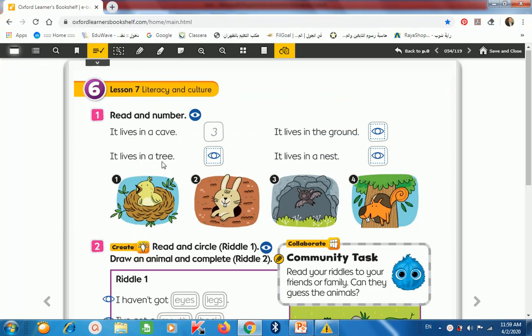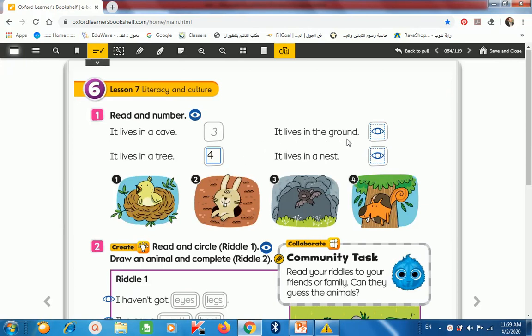It lives in a tree. Where is the tree? Yes, this is the tree where the squirrel lives. Okay, so right here number 4.